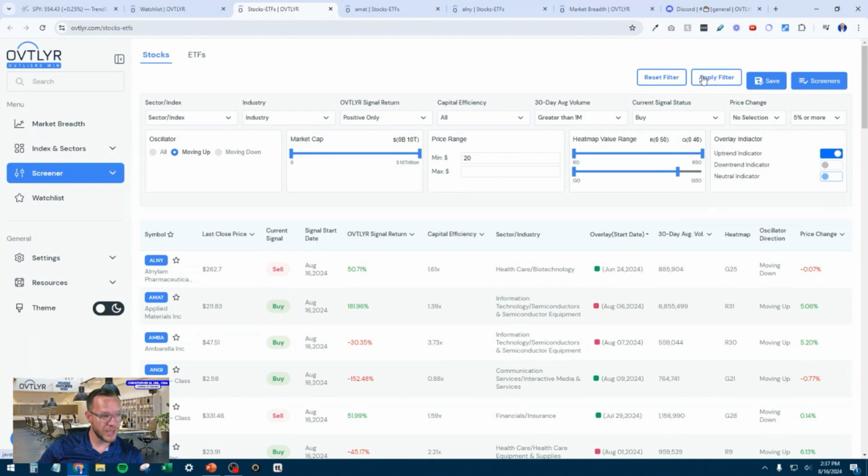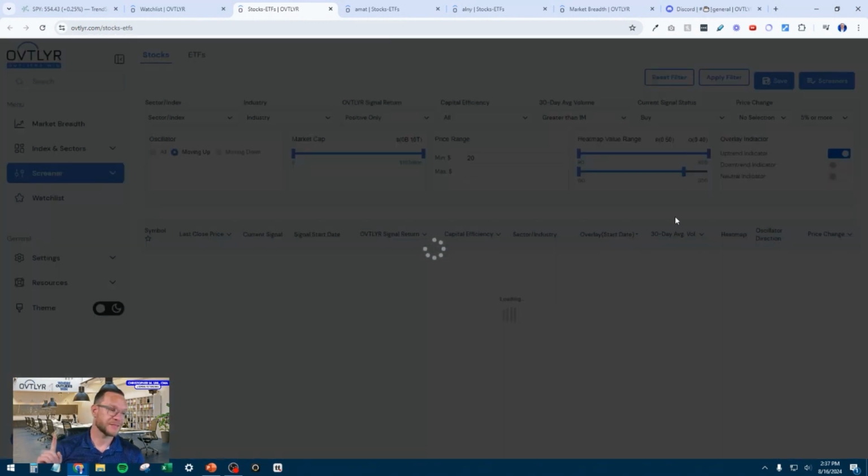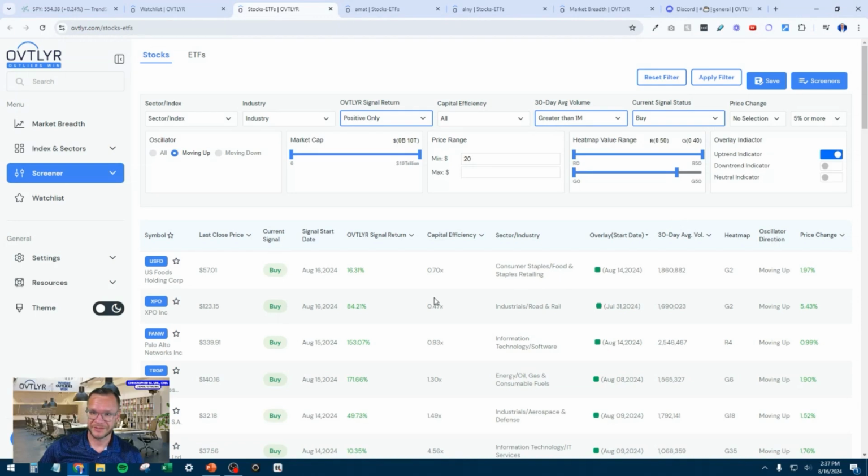You can hit apply. And this will show you the creamiest of the crop in the market. How cool is that? And then you can do different sorting, right? But for me, I just want to see what the signals are today. So today it's USFD and XPO. And let's jump into both of those real quick.